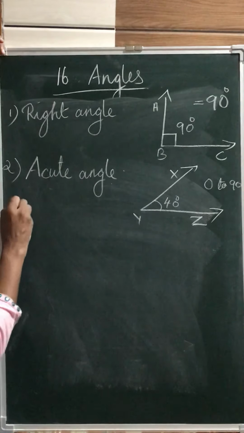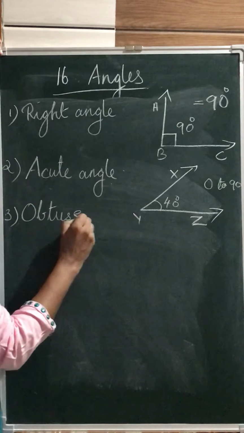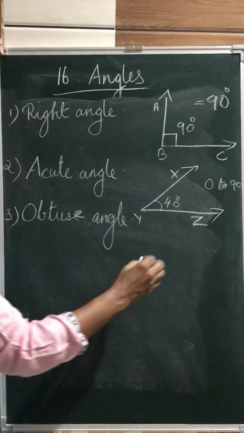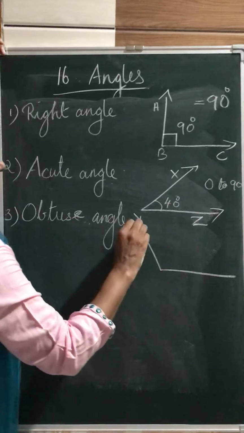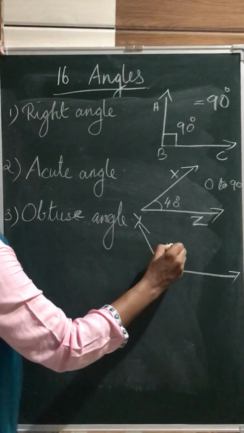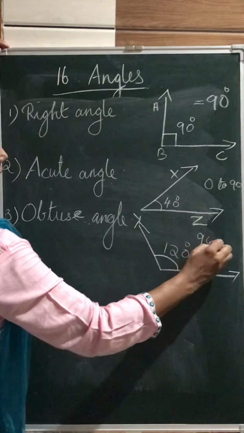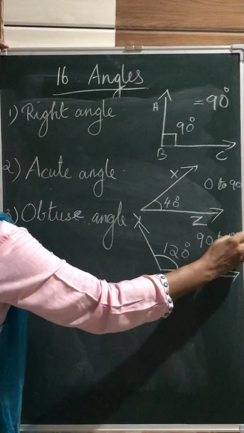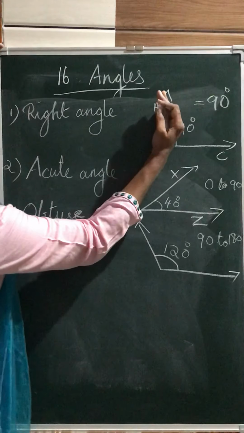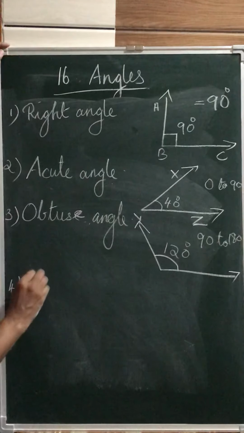And third, obtuse angle. Obtuse means if it is greater than 90, then it is obtuse angle, 120 degree. That means 90 to 180. The measure will be 90 to 180, greater than 90. That is obtuse angle. Now the fourth type is straight angle.